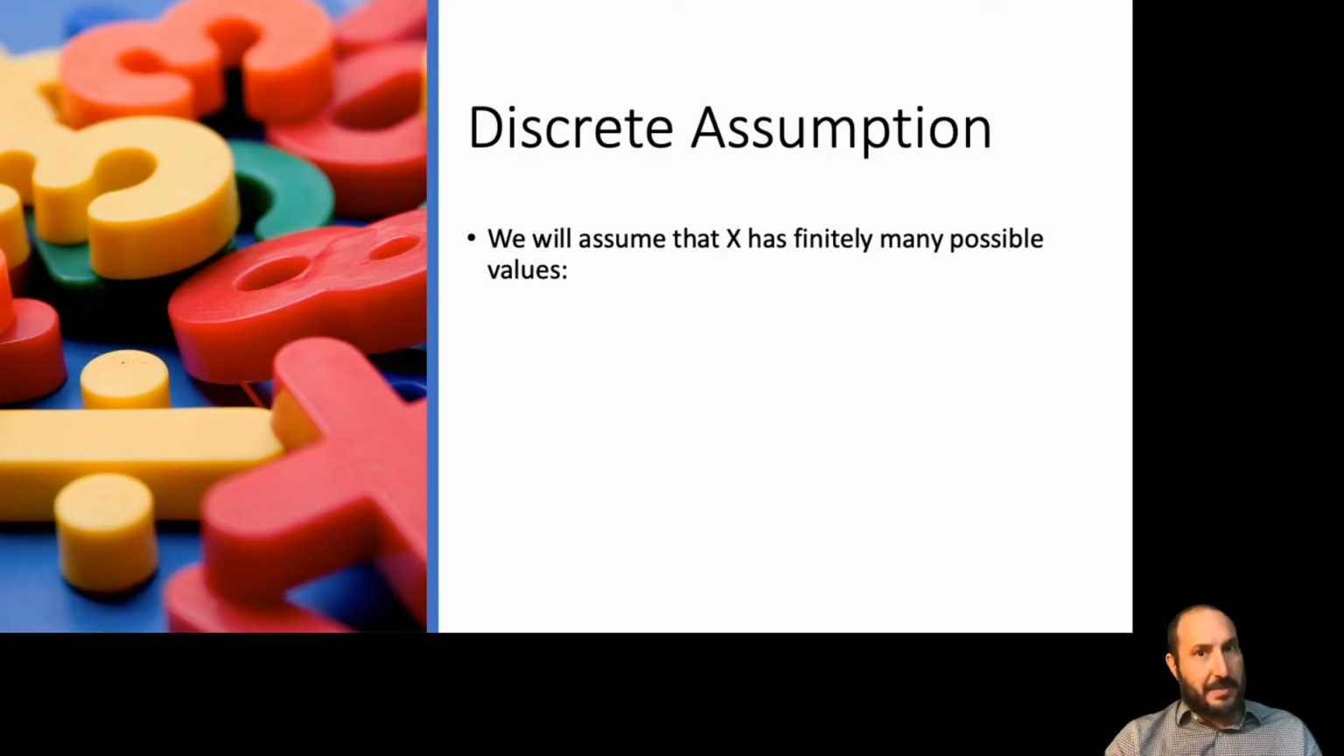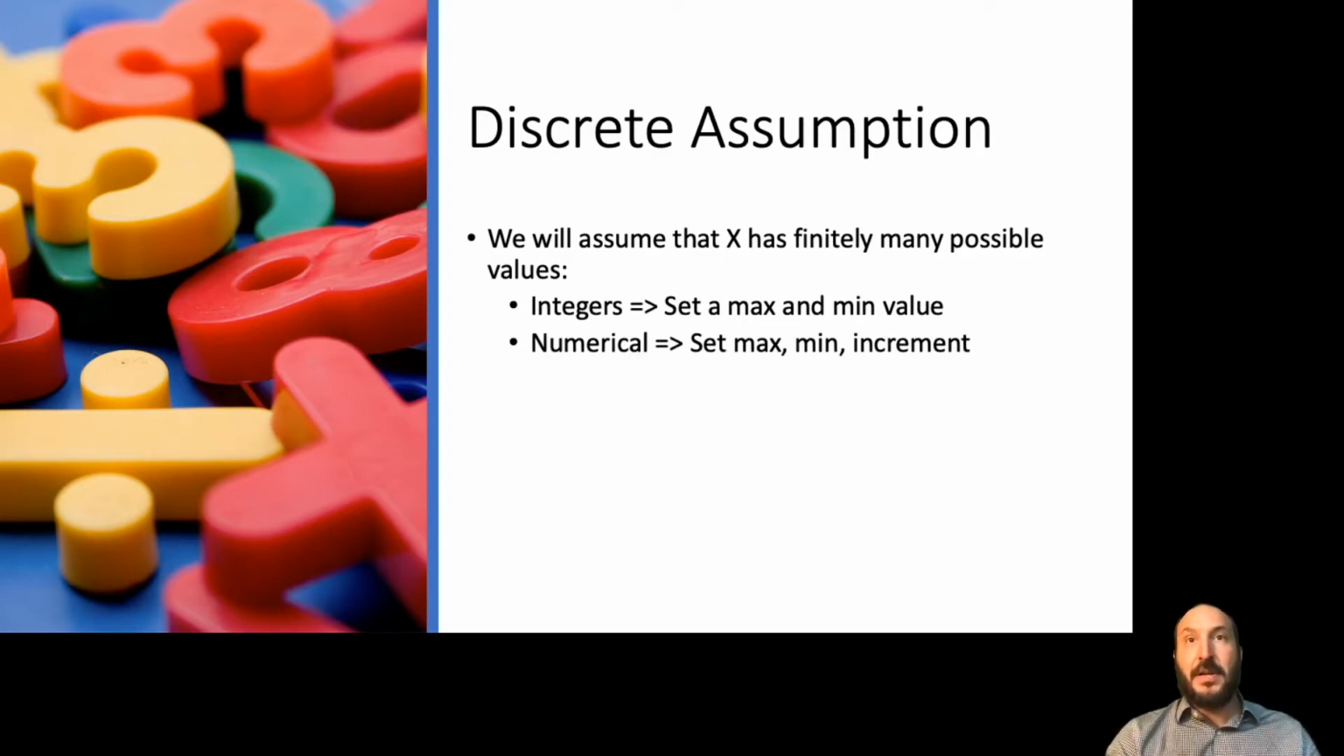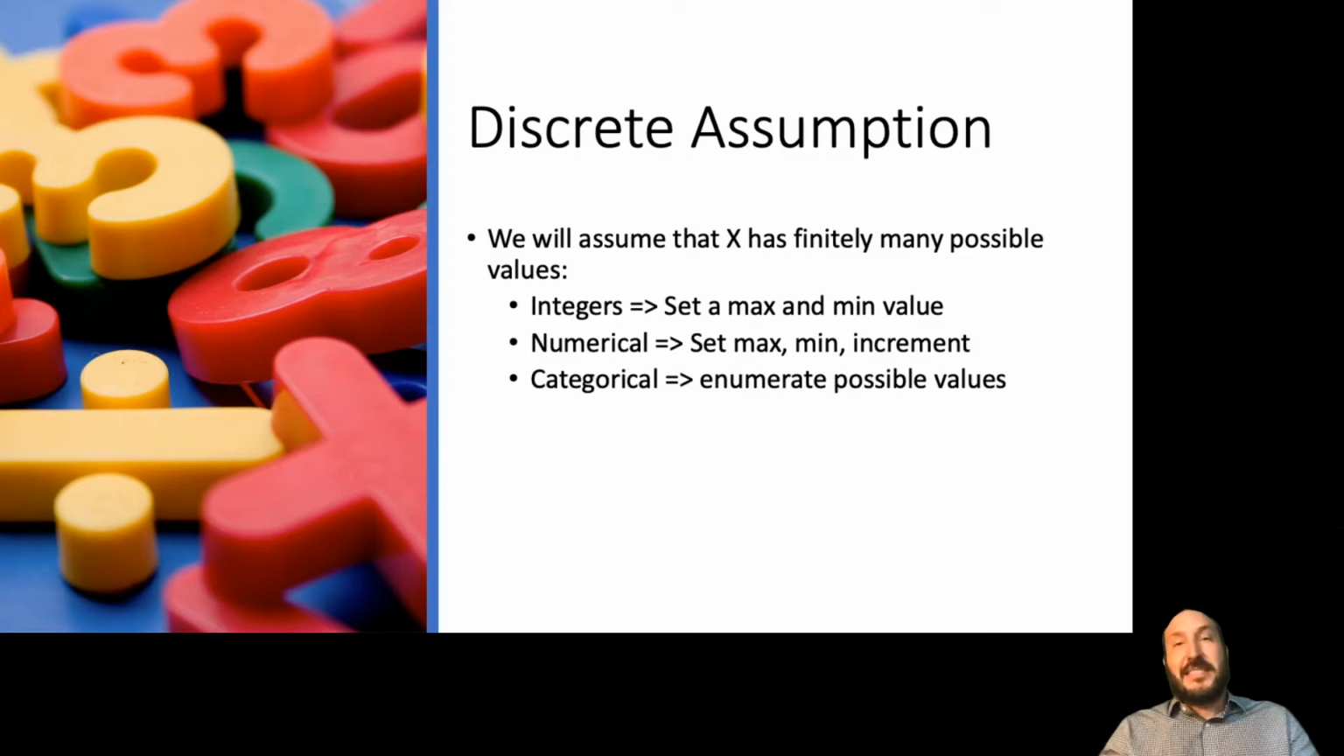Now this may seem a little strange or unusual, but we're going to see it's actually pretty straightforward and easy to do. Anything that's an integer, if we set a max and min value of it, we now have a finite range of values for that integer. Anything that's numerical, we can set a max and a min and also a minimum increment, and that will make a finite number of possible values. And anything that's categorical, we just need to enumerate all the possible values.